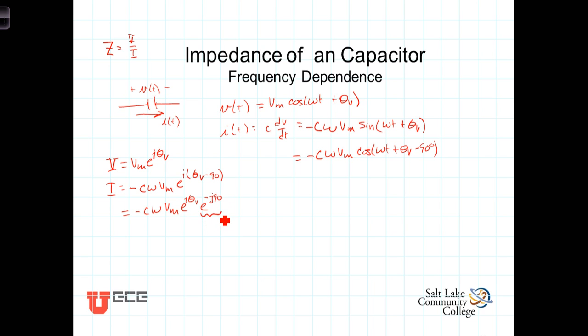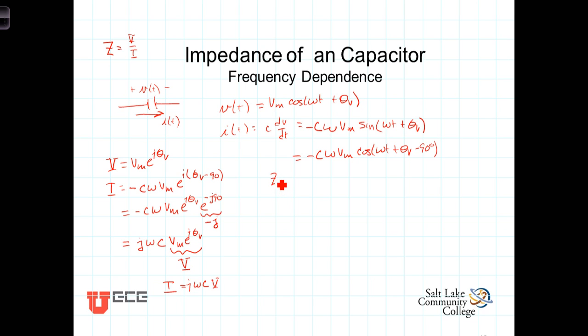As before, this term right there is just minus j. So we take the minus times the minus, that gives us a positive, and bringing the j into this mix here, we have then j omega C V sub m e to the j theta sub v. And again, we recognize that right there as being phasor V. So we can then write that phasor I is equal to j omega C times phasor V.